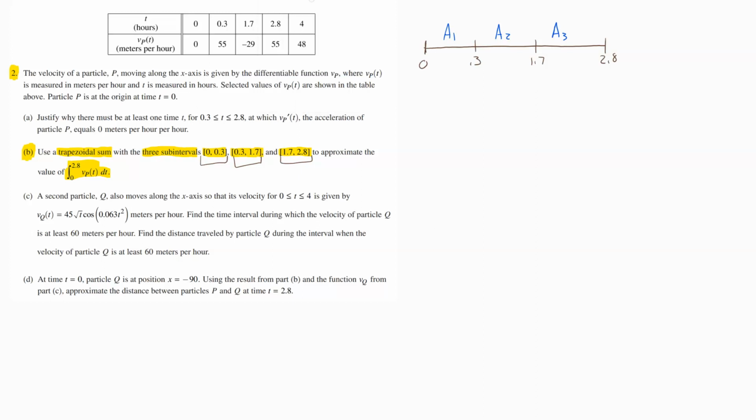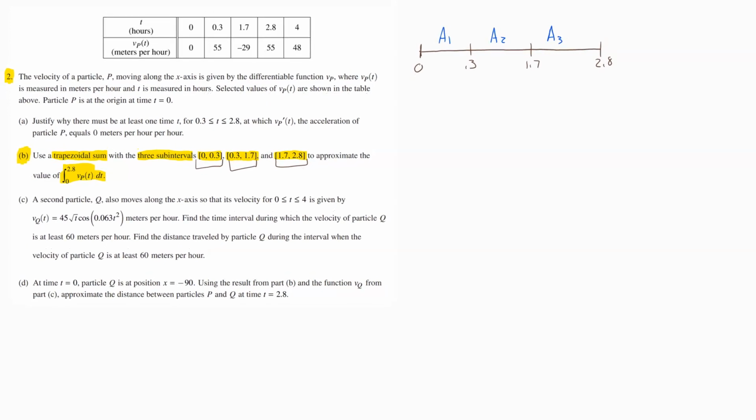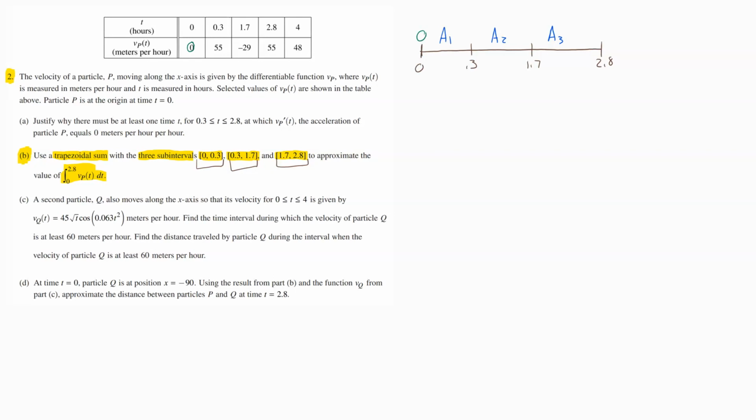The next thing I do is I put the y values from the table that go with each of these different endpoints, because those are going to be important for us later on. So the y value that goes with 0 is happening here at 0. So I grab that value and I put that there. The y value that goes with 0.3 would be 55, so I put that there. The y value that goes with 1.7 is negative 29, so I put that there. And then the y value that goes with 2.8 is 55, and so I put that there.